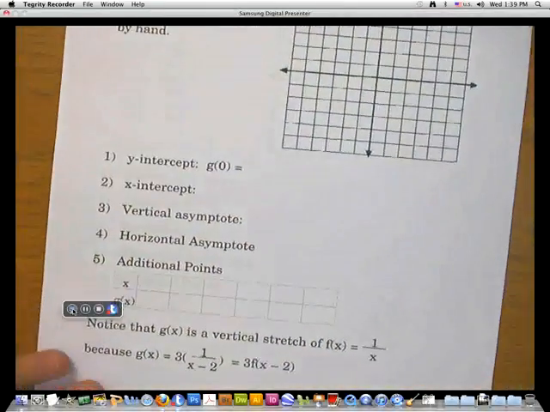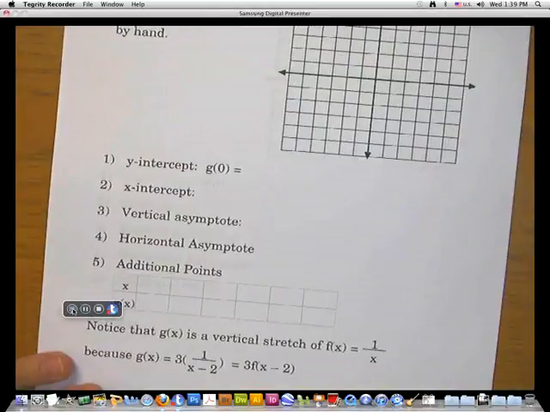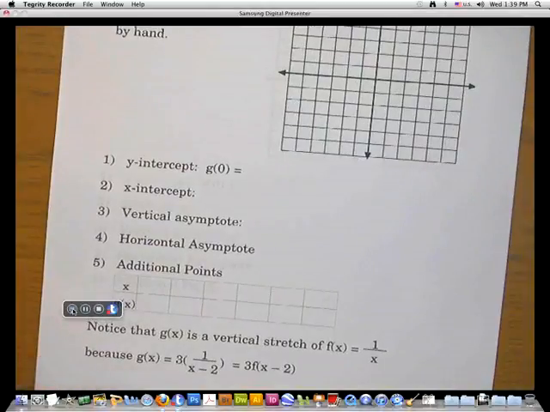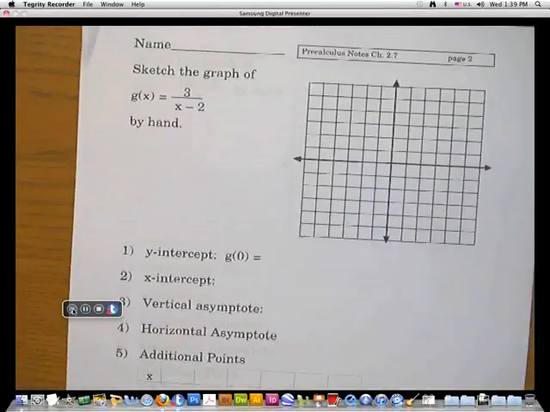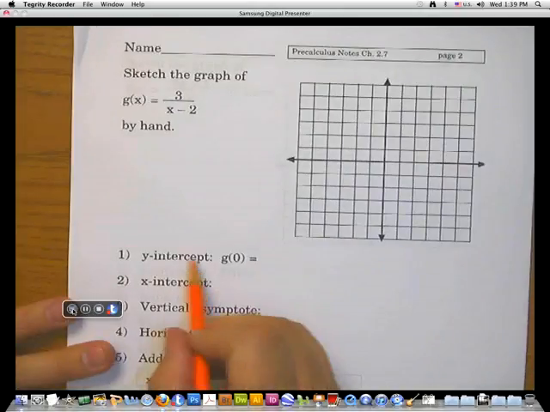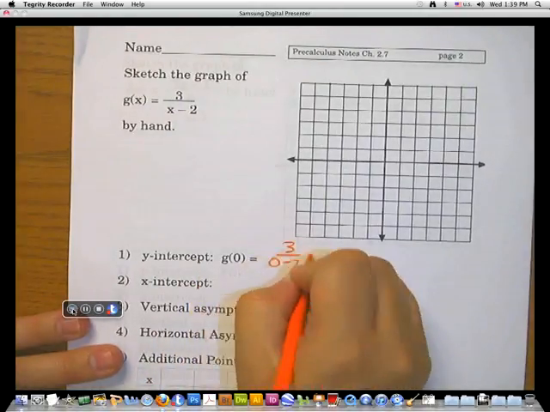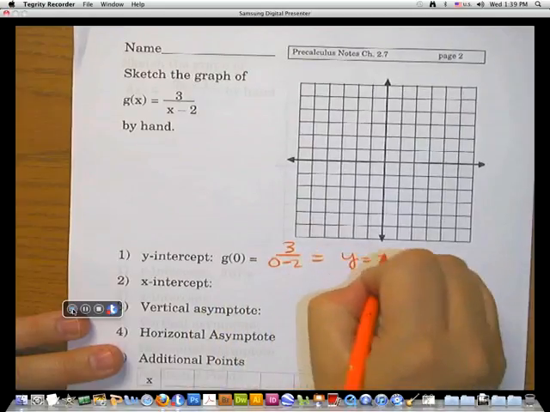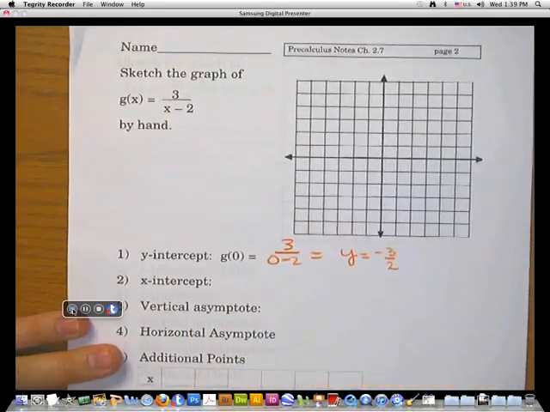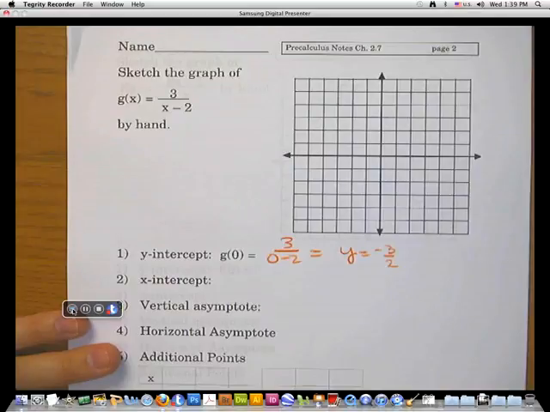So here we are, we're going to start sketching the graph of 3 over x minus 2. And we're going to do this by hand without our calculators. Alright, so we're going to start with what is the y-intercept. The y-intercept means x is 0. So 3 over 0 minus 2 means y is negative 3 halves.